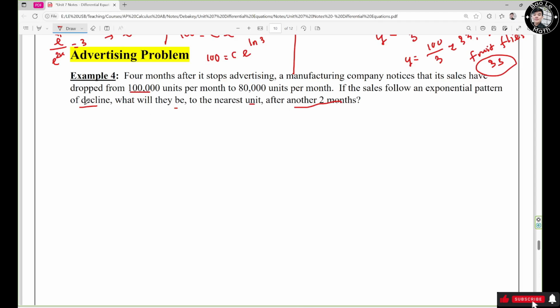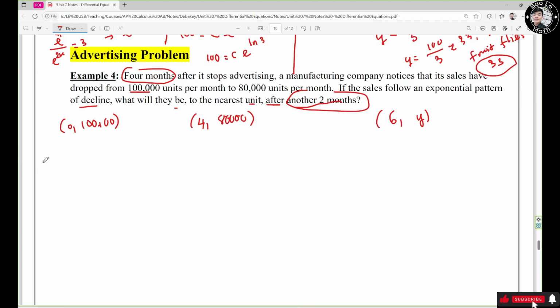Alright, you have the first ordered pair, right? Initially, it's going to be 100,000, which is 0, 100,000, right? Now, 4 months later, you have the second ordered pair, 4, 80,000, right? Lastly, what will they be to the nearest unit after another 2 months? Which means t equals 6. You need to read the question carefully. Why, right? After another 2 months, right?